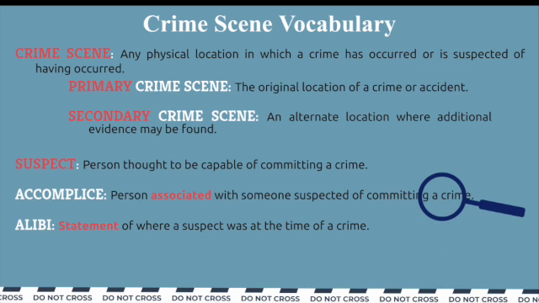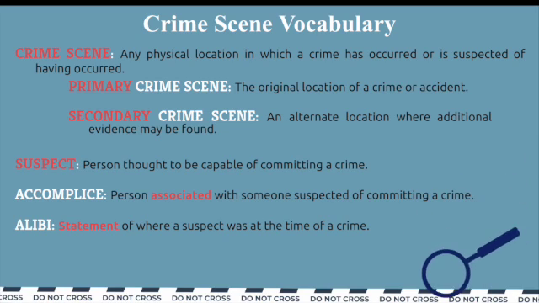This is where the crime happens. And you have two different kinds. You have primary, which is where the original crime actually happened. And then you have a secondary, which is related to the primary.